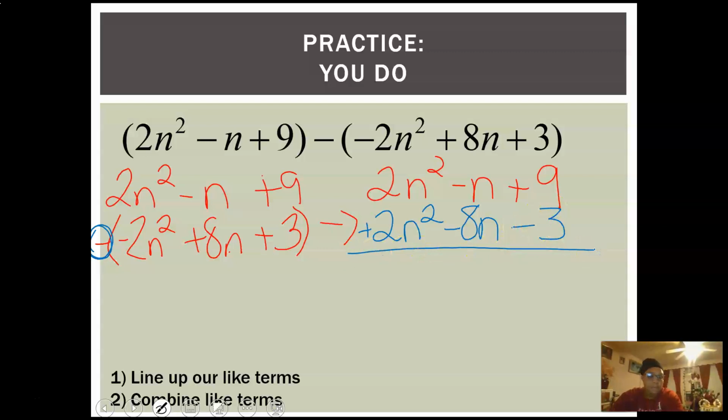And you just do the math. So 9 minus 3 is 6. It's a positive 6. Negative n minus 8n will leave us negative 9n. And 2n squared plus 2n squared gives us 4n squared. There goes your equation, and your expression simplified. Okay? So once again, line them up and do the math.